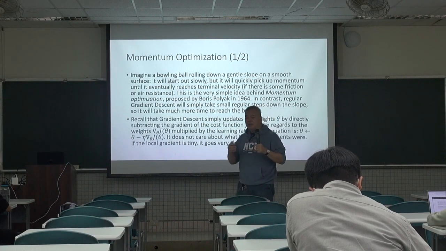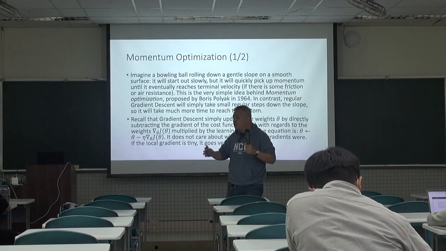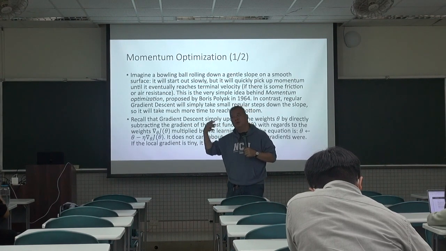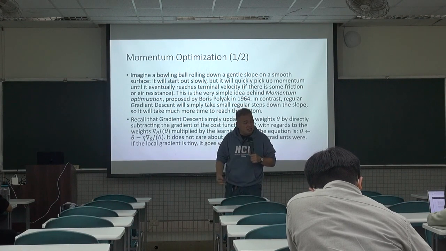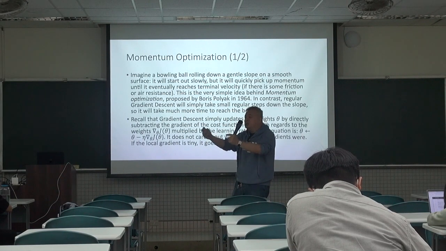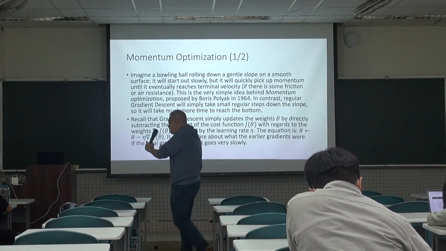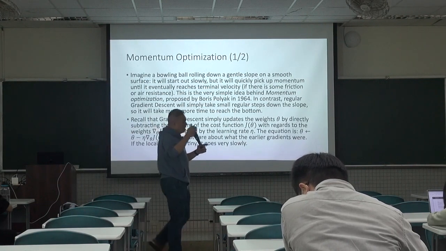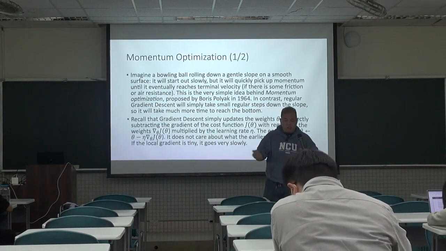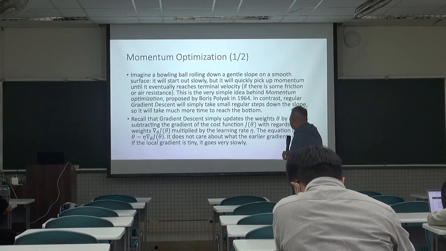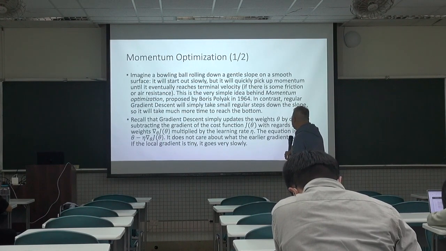Because remember, even though in deep learning we use the gradient descent concept, I have to remind you that gradient descent is a very traditional optimization technique we have known about for a long time. It's just that now we use it for deep learning. But the same concept has been used in mathematics to find the optimal solution a long time ago. So this momentum optimization was actually proposed in 1964.